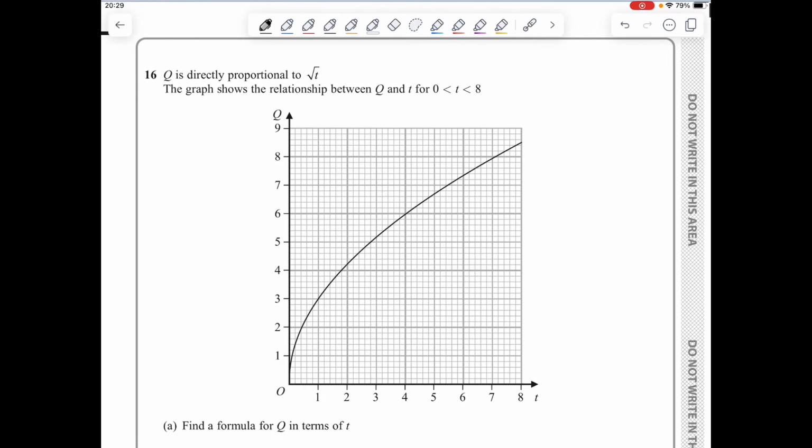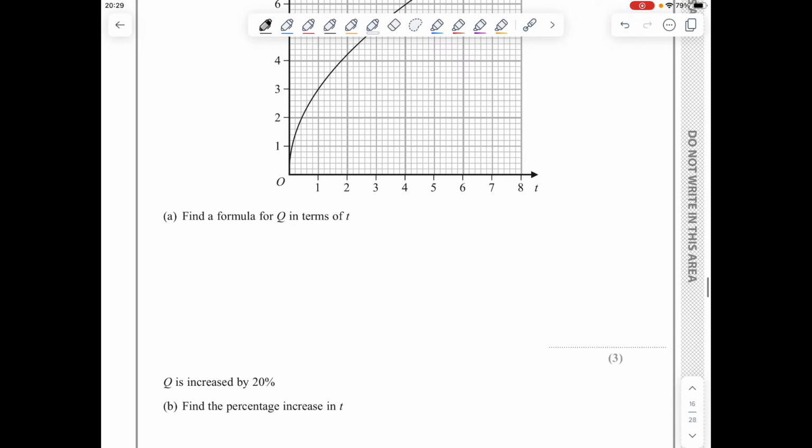Question 16, I'm given that q is directly proportional to the square root of t, and in part A I need to find a formula for q in terms of t. So I know that q is proportional to the square root of t, so q is equal to k square root of t, where k is a constant of proportionality.